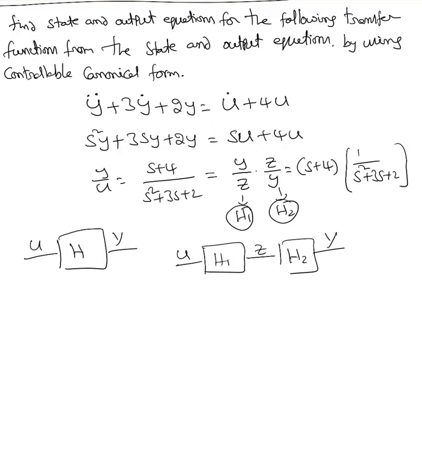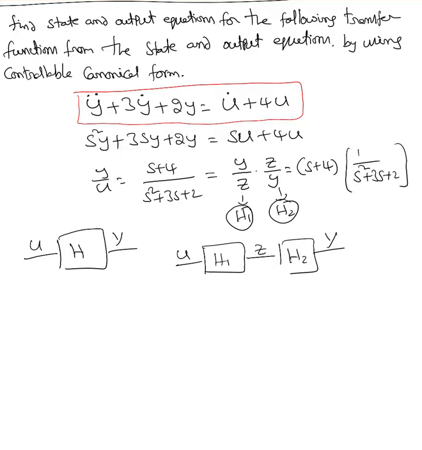Here is another example. We are doing it by using the controllable canonical form. Here is the given mathematical equation: y double dot plus 3y dot plus 2y equal to u dot plus 4u. Now when I write it down in S domain, it's going to be s square y plus 3sy plus 2y equal to s times u plus 4u. Here in this system, y is the output, u is the input, and there is only one transfer function.